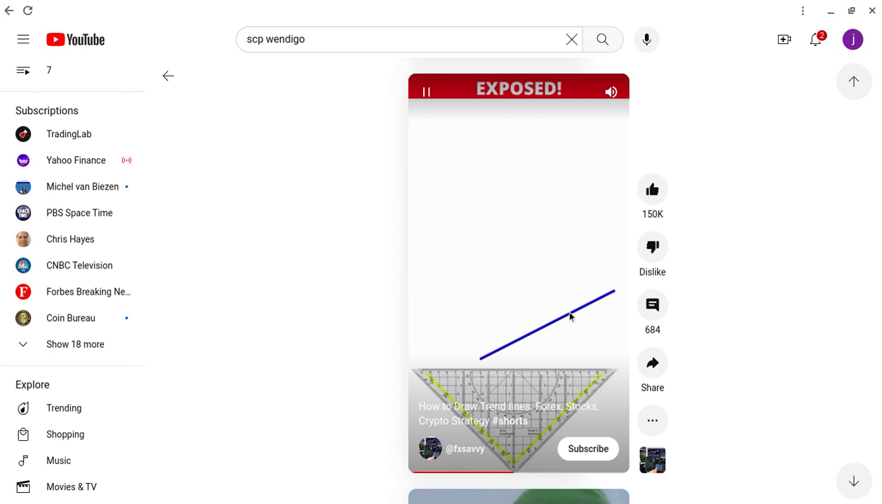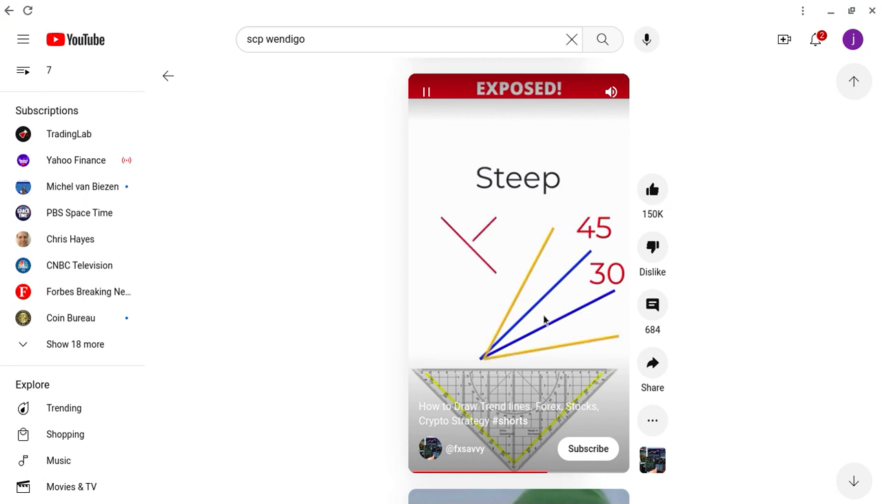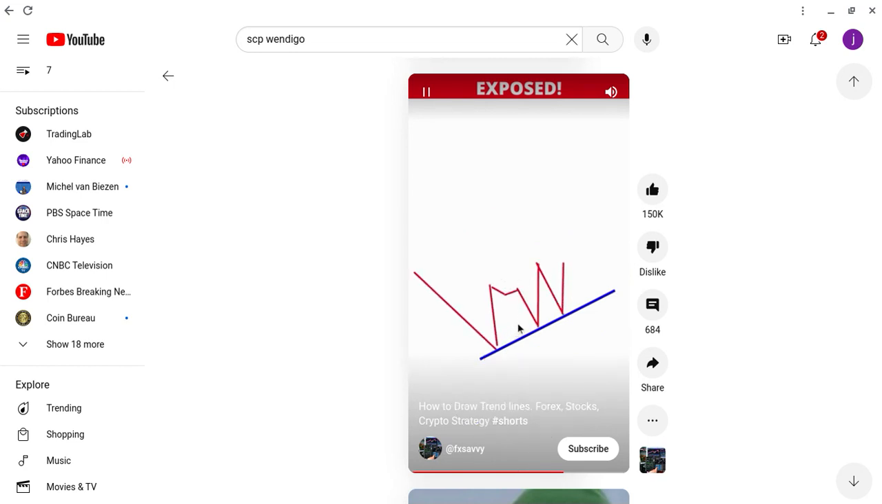Second, the best trend line angles are between 30 to 45 degrees. If your trend line is too steep or almost horizontal, then it's incorrect, and you should not trade based on it. Third, you need to pay attention to the price action.